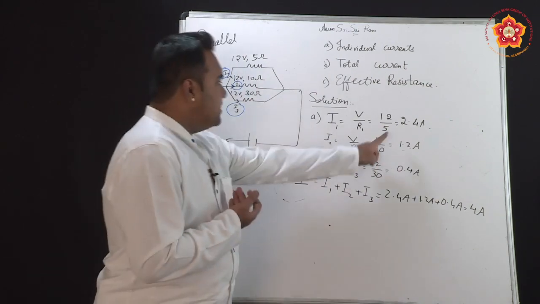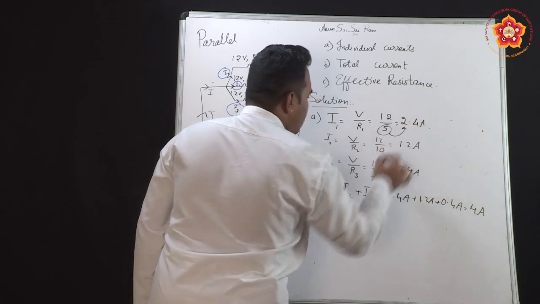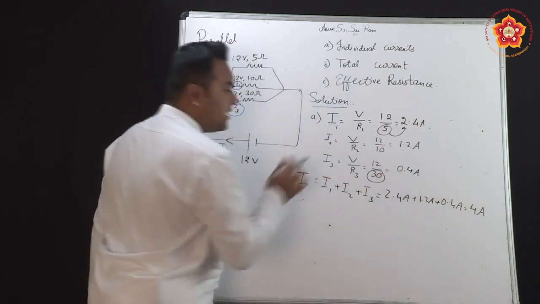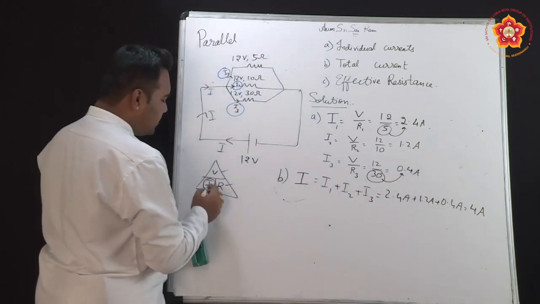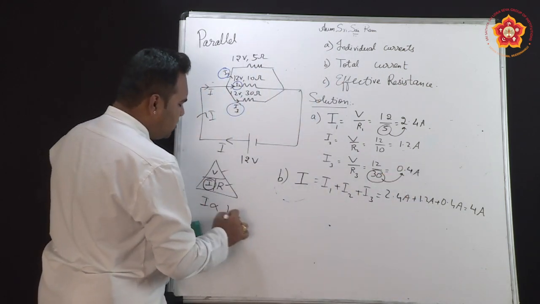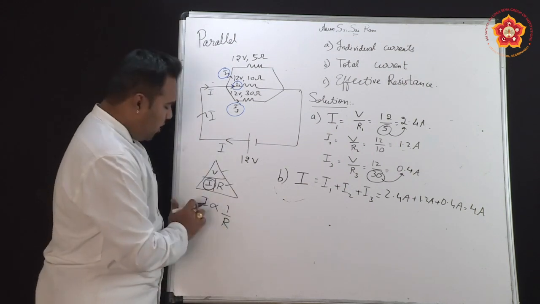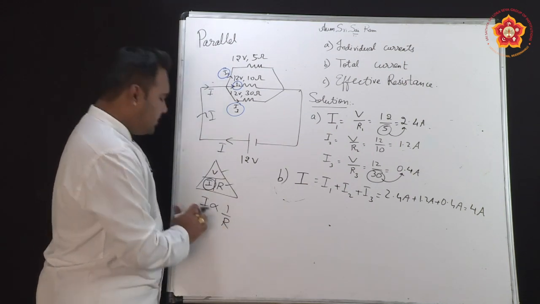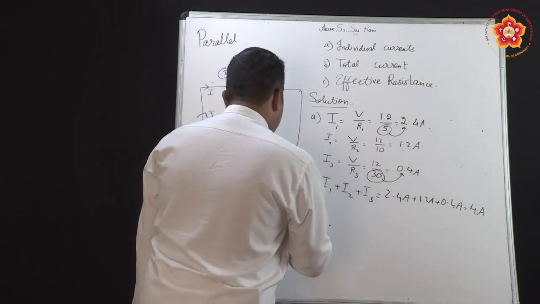And we have seen, since the resistance is smaller here, the current is more. Since the resistance is largest here, 30, the current flowing is less, because I is inversely proportional to R. Greater resistance, smaller current. Smaller resistance, greater current. So we have seen, and total current we have calculated.